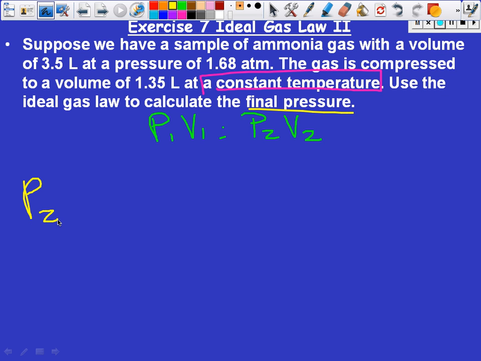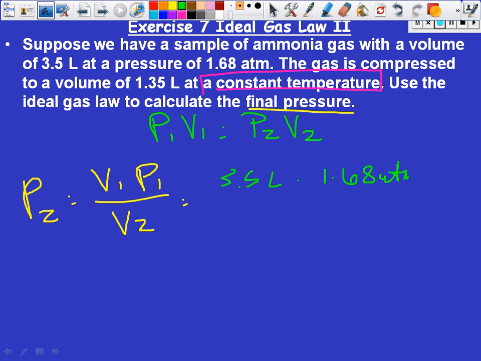All right, so P2 equals V1, excuse me, I inverted those. It doesn't matter. So V1 P1 over V2. And again, all of our units are in good units. So our volume is 3.5 liters times 1.68 atm, all divided by 1.35 liters.